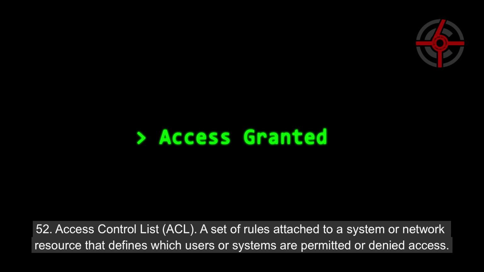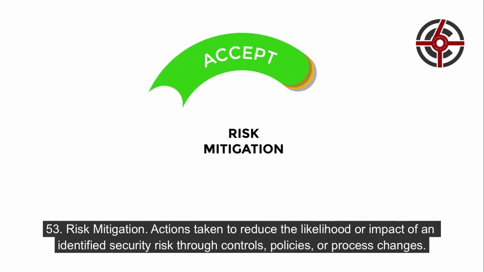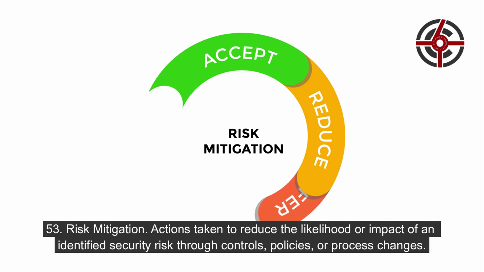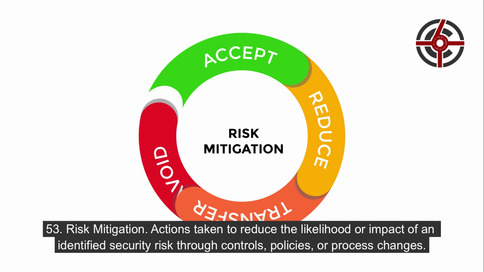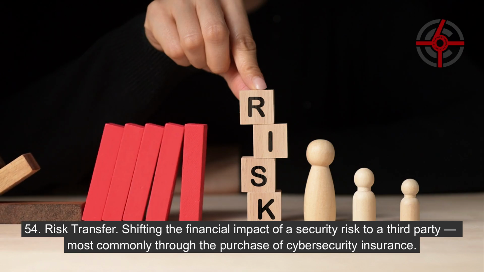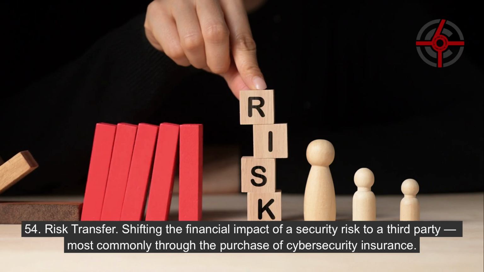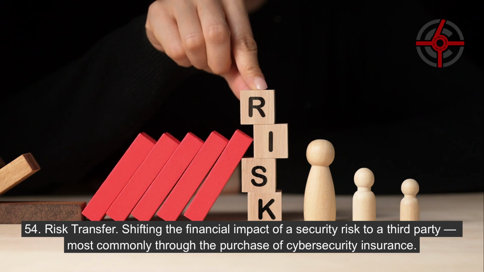defines which users or systems are permitted or denied access. 53. Risk mitigation, actions taken to reduce the likelihood or impact of an identified security risk through controls, policies, or process changes. 54. Risk transfer, shifting the financial impact of a security risk to a third party, most commonly through the purchase of cybersecurity insurance.